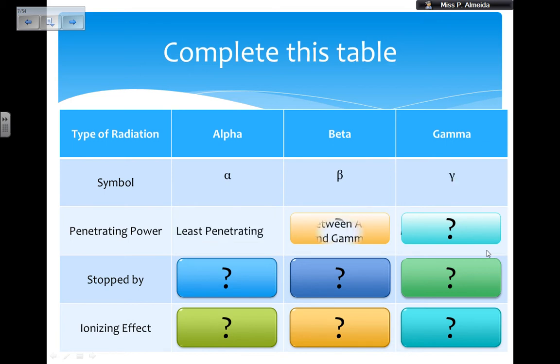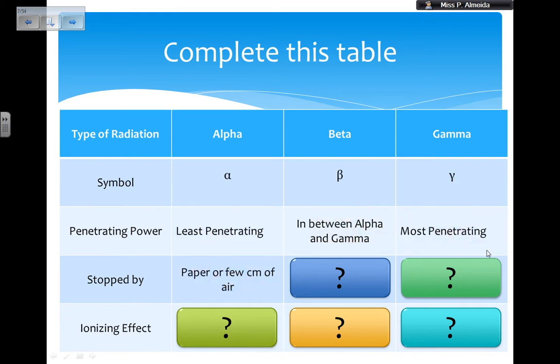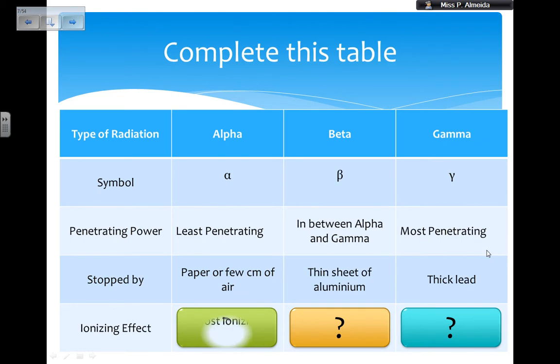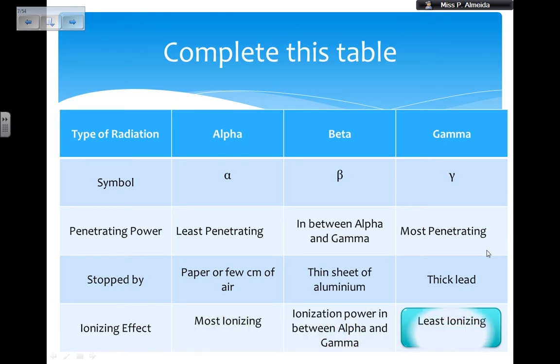So of course you could freeze the video or pause the video to try to get this table done yourself, but this is what you should know. Symbols, alpha, beta, and gamma. Penetrating power, alpha the least penetrating, gamma the most penetrating, beta in between. Stopped by: alpha, a few centimeters of air or paper, beta, meters in air or a thin sheet of aluminium, gamma, thick lead or concrete.